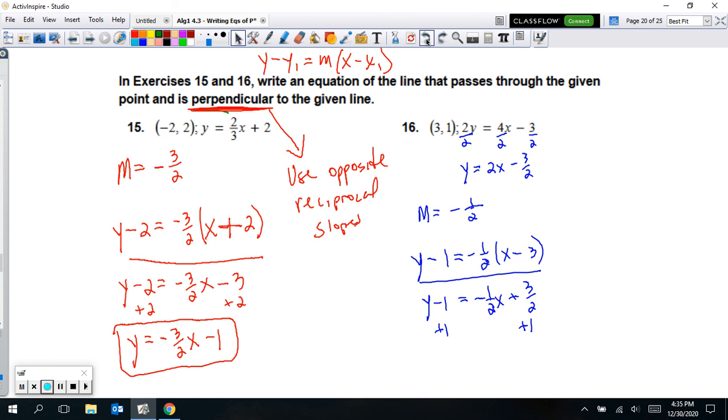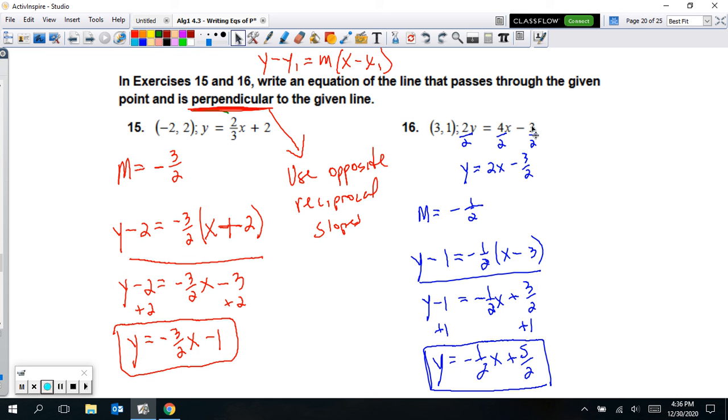As we add 1 to both sides, we're adding 1 to 3 over 2. That's like 2 over 2 added to this. That should be 5 over 2 now at the end. So y is equal to negative 1/2 x plus 5 over 2. Because as we add this 1, 2 over 2 is the same thing as 1, like I said. So 3 plus 2 is 5 for the top.